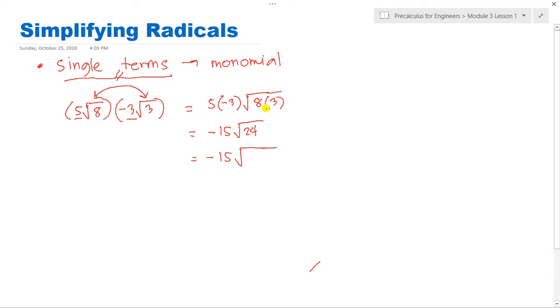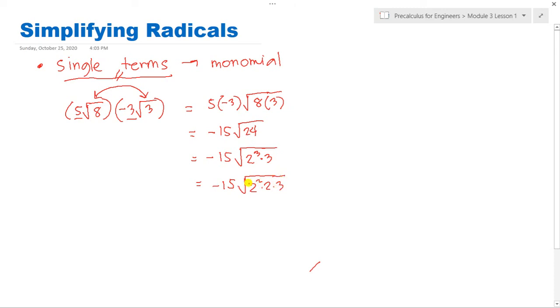So, balik tayo dito, 8 times 3. And we all know that 8 is 2 cubed. So, we have here 2 cubed times 3. Since index natin is 2, i-rewrite natin yan na meron siyang factor wherein yung exponent ng factor mo is 2. Therefore, we can write this as 2 squared times 2 times 3.